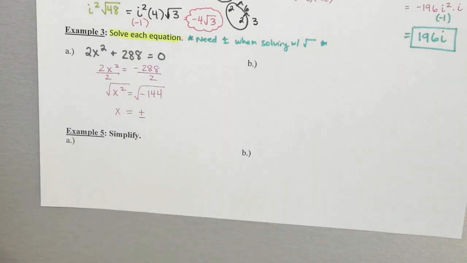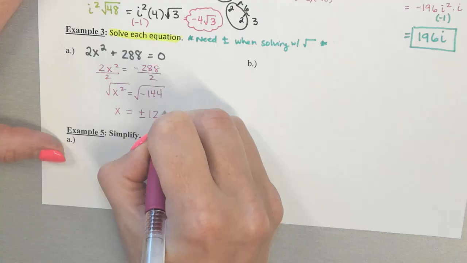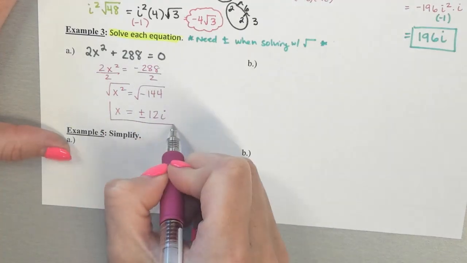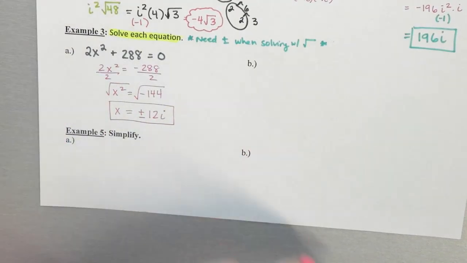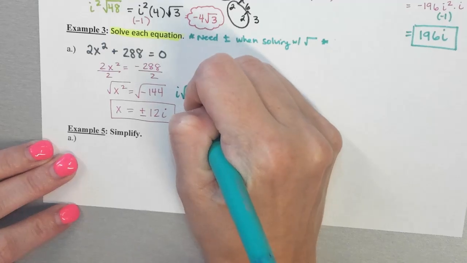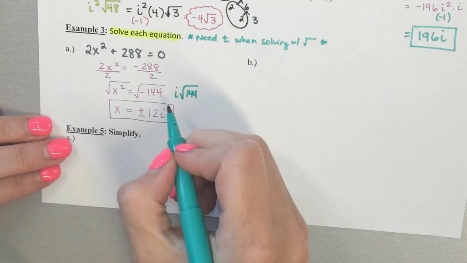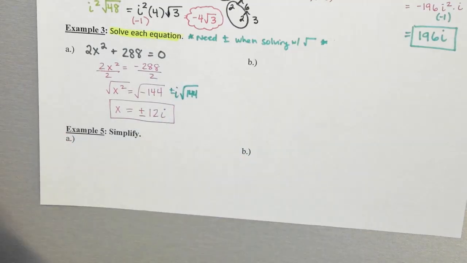And 144, is that a perfect square? Yeah, what's the square root of 144? 12. So this is just going to be 12i. Anytime you have a negative inside the radical, okay, you will have an i in your answer. So this is like i times the square root of 144. You know, that's going to be 12. And then again, do not forget that plus or minus.